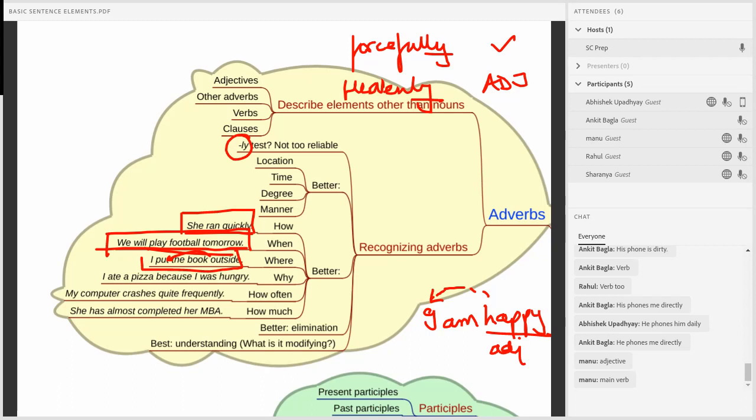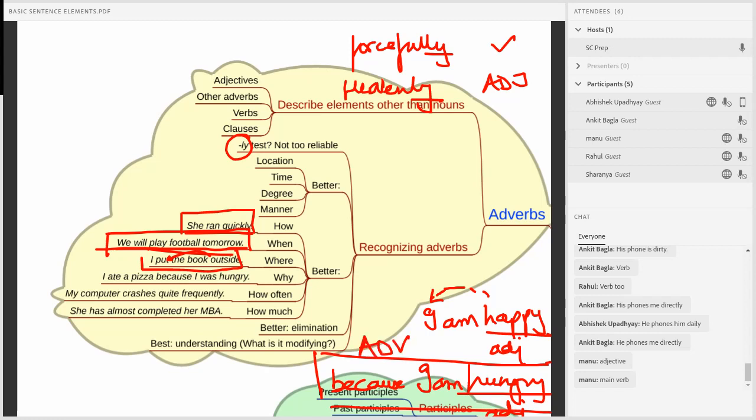Similarly, I am hungry. Hungry is also an adjective. It's describing me. There's no action being performed. Am is the verb. If you say he is hungry, I am hungry, she is hungry, hungry is an adjective. But when you attach the word because to it, and you take this entire collection of words, because I am hungry, this entire group of words acts as an adverb.